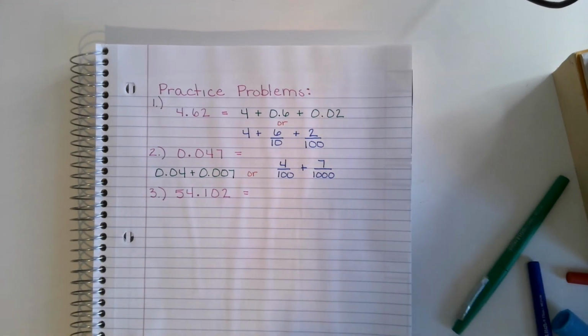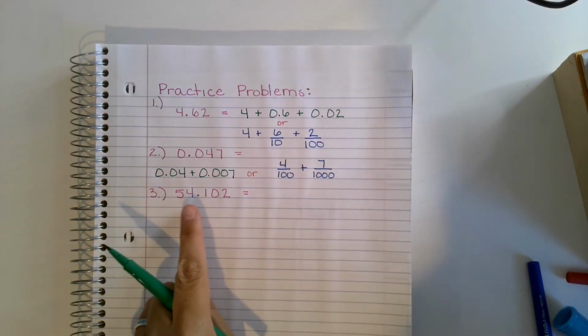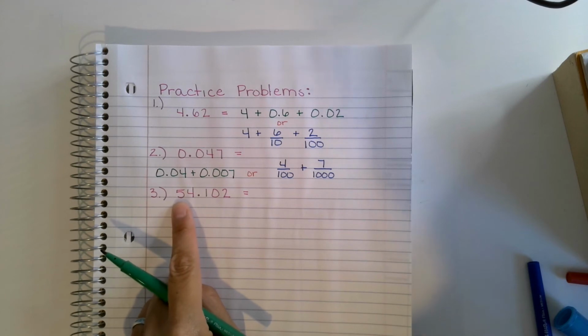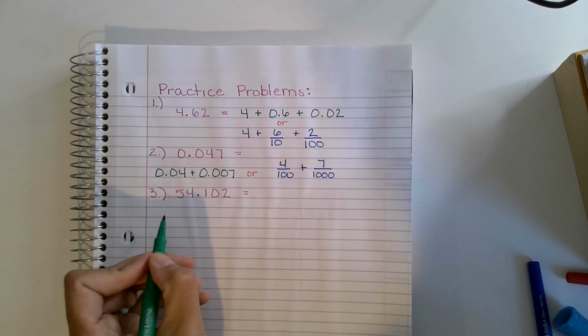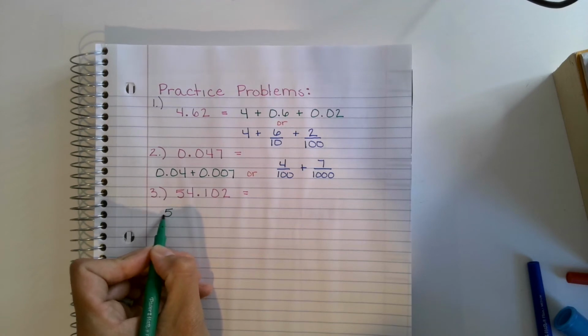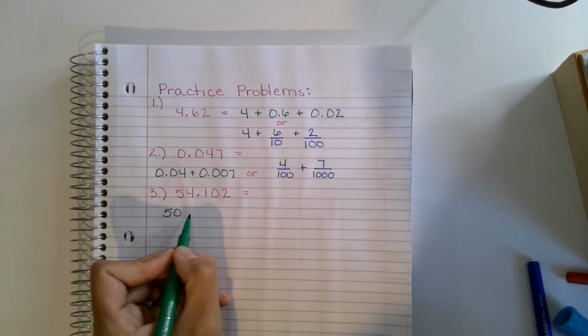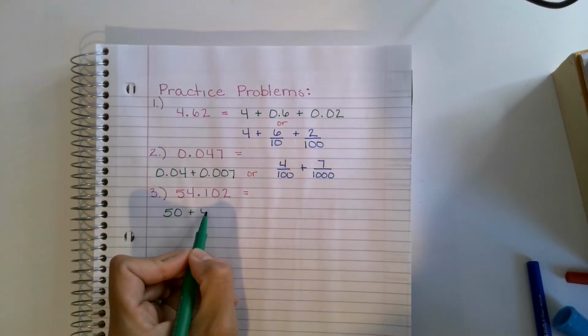All right, on to the next one. The next one is a little bit more. We have a little bit more digits here. And we have more digits in our whole number. So this 5, what place is that 5 in? Good, tens. Not tenths, it's in your tens. So that 5 is worth how much? 50. So 50 plus, and your 4 that's in your ones, 4.